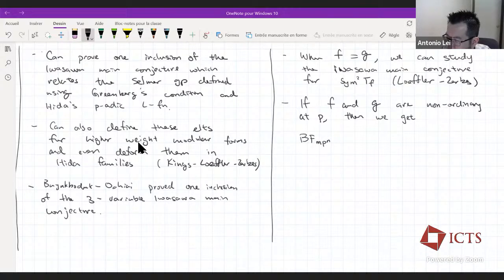So here you actually have 4 sets of elements to consider. Let's say F and G are good non-ordinary at P, maybe I should have said that. Then you have 4 possible sets of elements, because you have alpha F, beta F, alpha G, beta G. So we get 4 sets of elements. Maybe, sorry, I'll write it better.